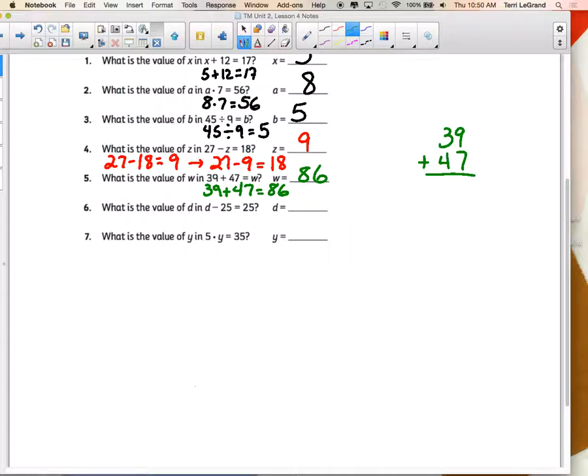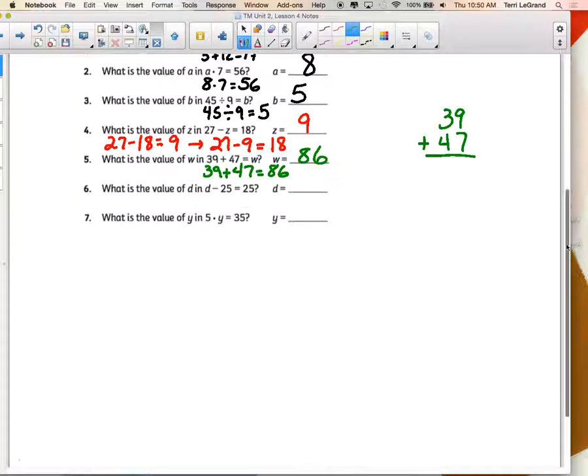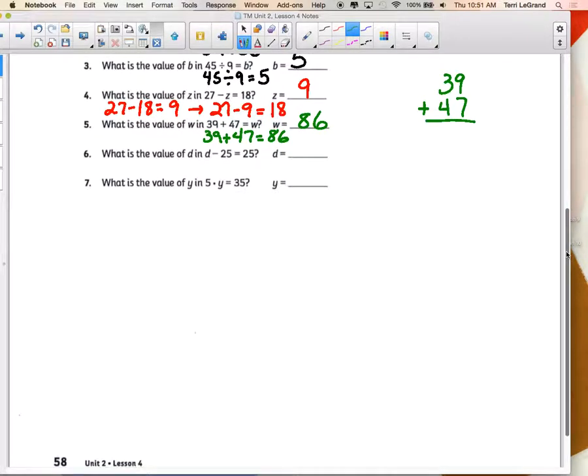87. But we jumped up 1 to get to 40, didn't we? So now we got to take that 1 away. What's 87 take away 1? 86. So see, we can function without calculators also. Okay? How about number 6?